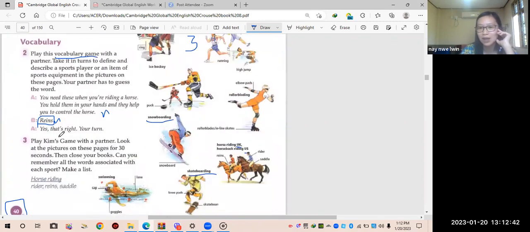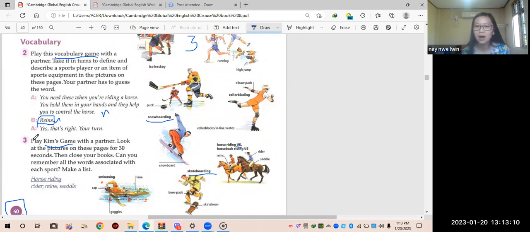There is also another vocabulary game. That is Kim's game. The name of the game is Kim's Game. So look at the picture on this page for 30 seconds. Just only 30 seconds. And then close your book again. Can you remember all the words associated with each sport? Make a list. For example, if I ask you to tell me the vocabulary associated with horse riding, you can give me rider, reins, saddle. So that is Kim's game.